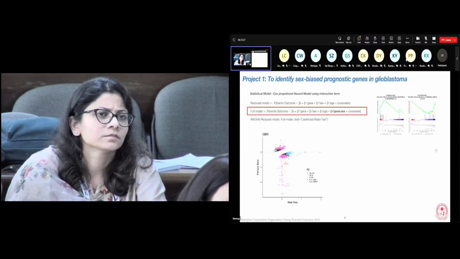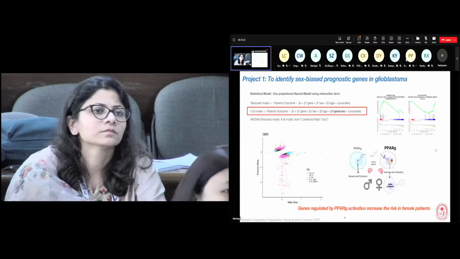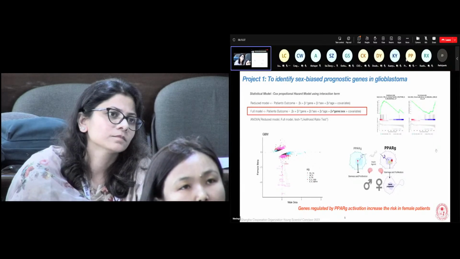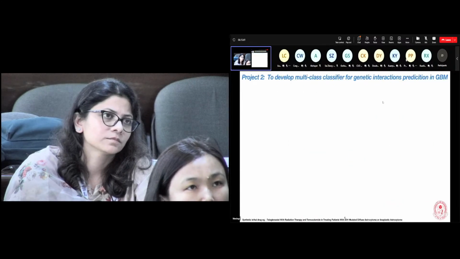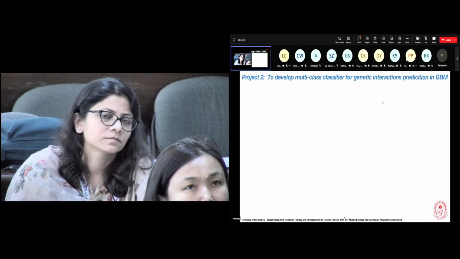Upon gene set enrichment analysis of these genes, we identified that genes regulated by PPAR gamma activation increase the risk in female patients. So this is a new hypothesis which we are testing in our lab, and this could be an interesting hypothesis which can be later validated in collaboration with other labs.